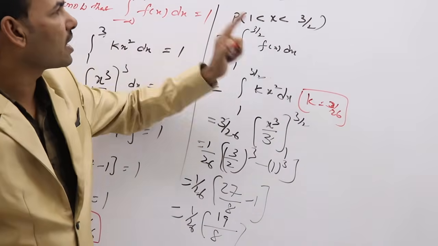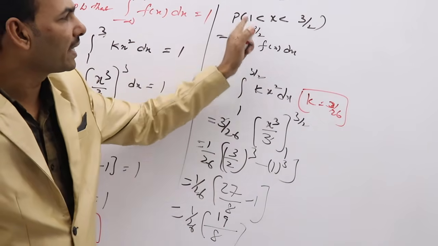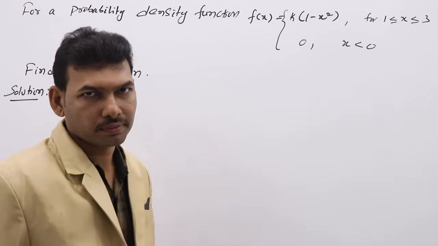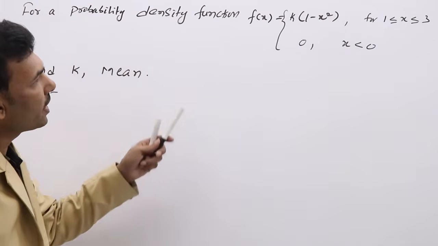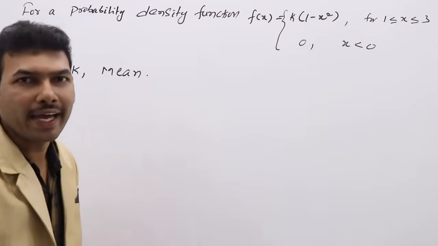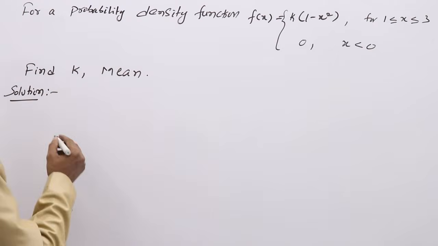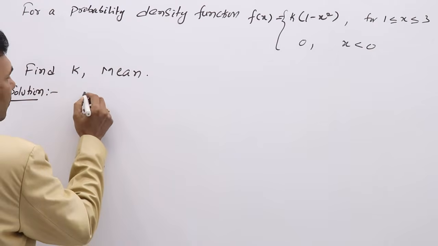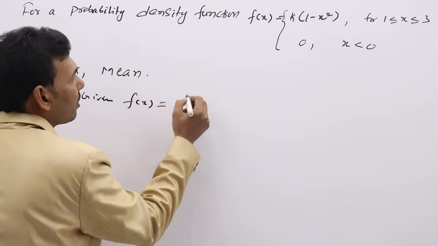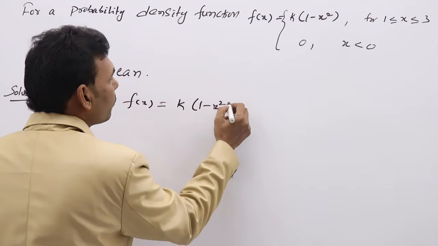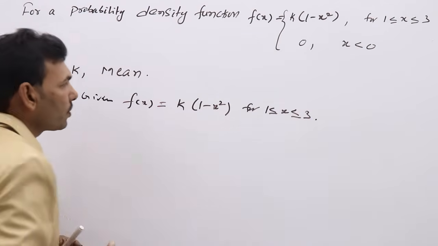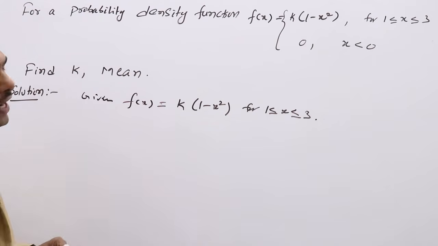Finding probabilities in the continuous case means integrating the density function between two values. For a density function k into 1 minus x square, in the given interval we need to find k and the mean. To find k, first I am writing the given function for the non-zero case only. Given density in the non-zero case, k into 1 minus x square for 1 less than or equal to x less than or equal to 3. For this we need to find k.